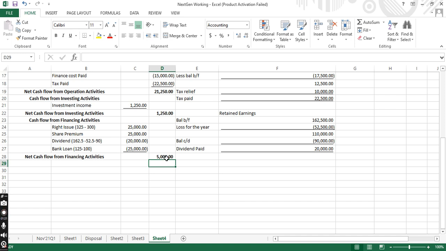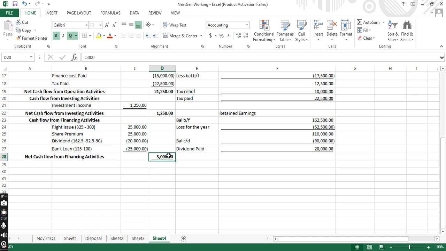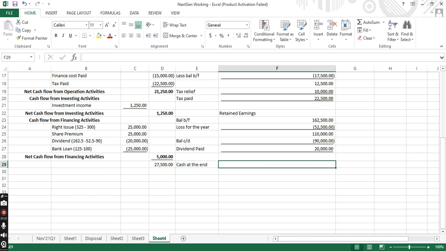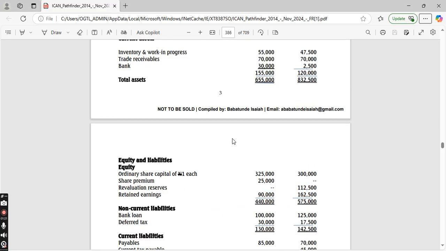So whatever I have here in all of this should give me cash and cash equivalent for the year. And how much is that? 27,500. Now, in your cash flow statement, you can always know whether you are right or wrong. And how do you know? Before you start, you can do a balance cash at the end. How much is the cash and cash equivalent at the end of the year?